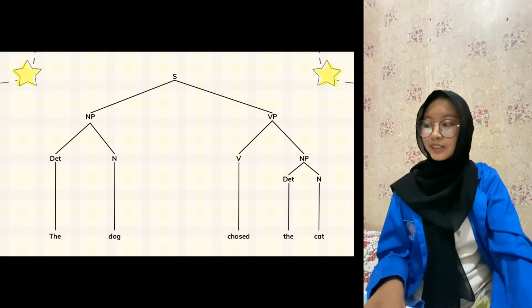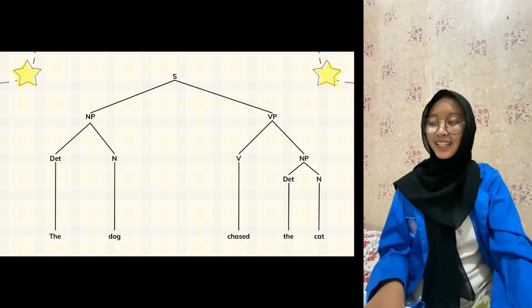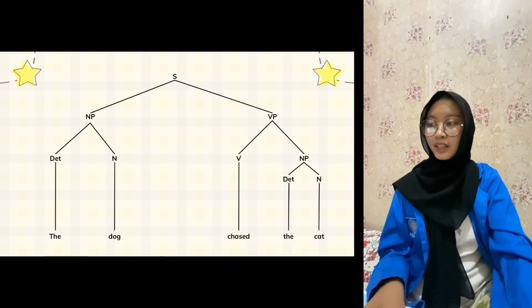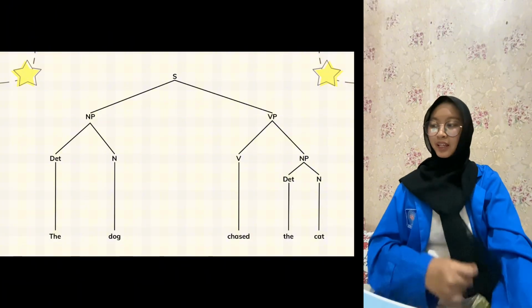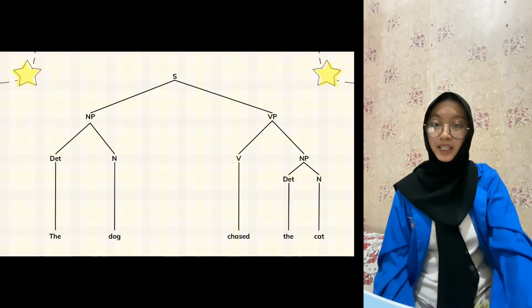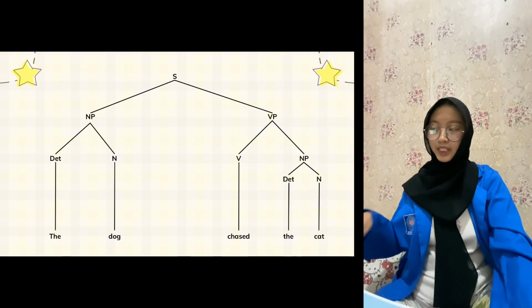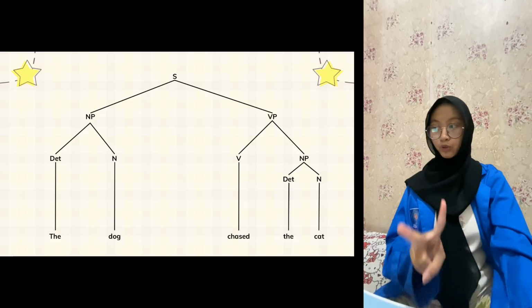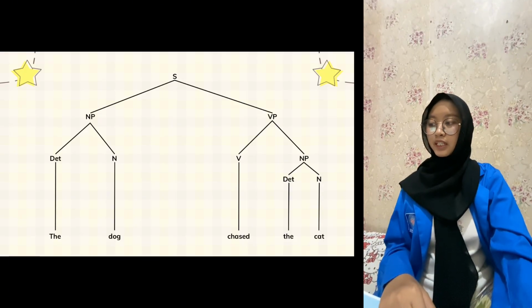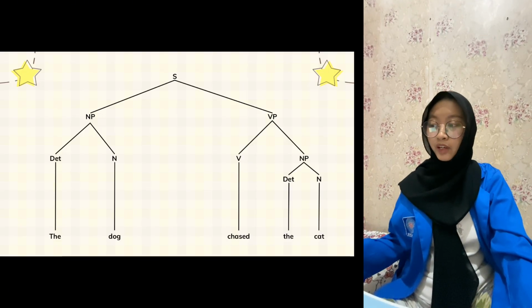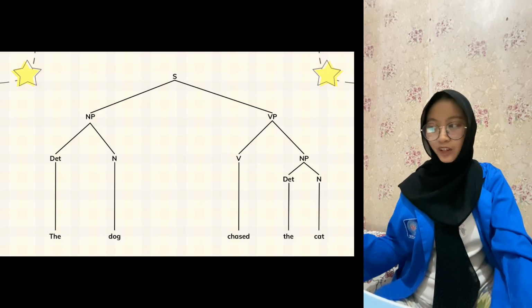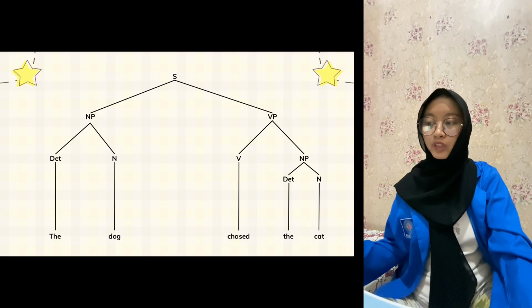Next is the sentence, the dog chased the cat. We divide it into two again: NP and VP. For the NP section we divided it into two. There is determiner and noun. For the determiner, we have the word the, and then for the noun we have the word dog.